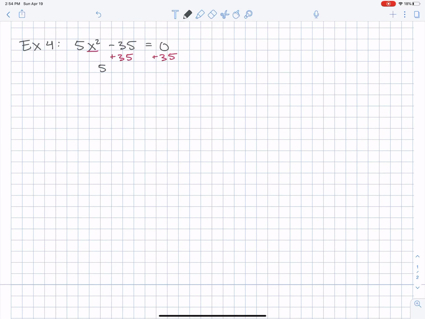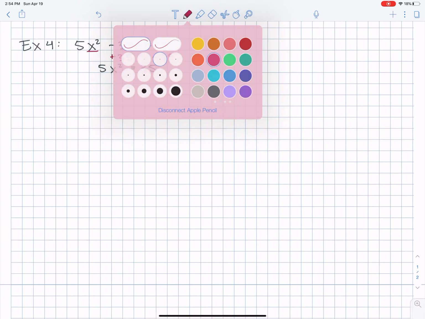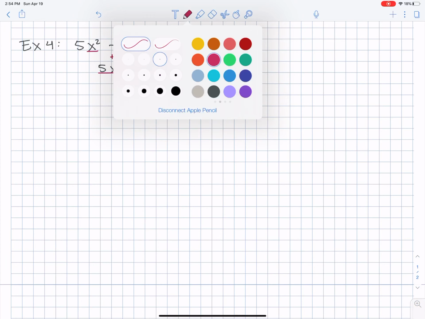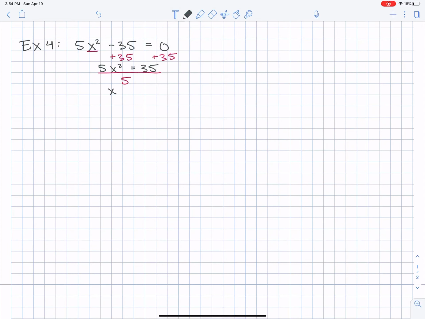That leaves us with 5x² = 35. Please, please, please be careful right here. I see that a lot of people, the number one error is that we don't divide by 5 first. So make sure that you're definitely dividing by 5 first, leaving you with x² = 7. Now I can take that square root. I'm going to separate it this time, so I'm going to take the square root of x² and the square root of 7.